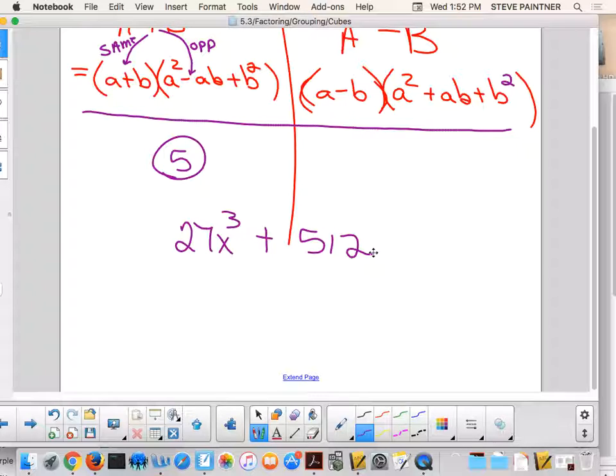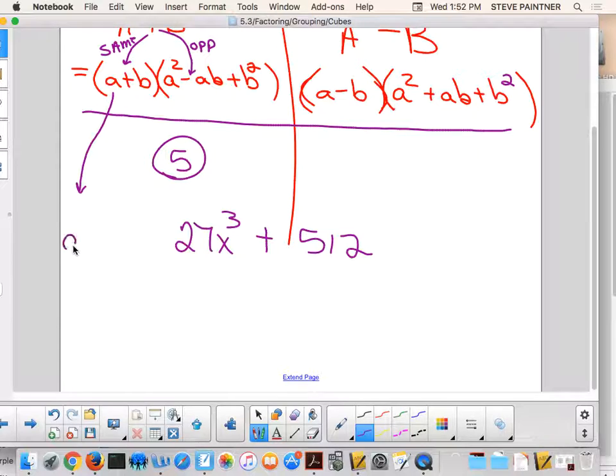Did you memorize this? Is 512 perfect? Yes. Is 27 perfect? No. When I say perfect, I mean perfect cube. Is x cubed a perfect cube? Oh, you said yes to everything. So guys, here's what you need to know.